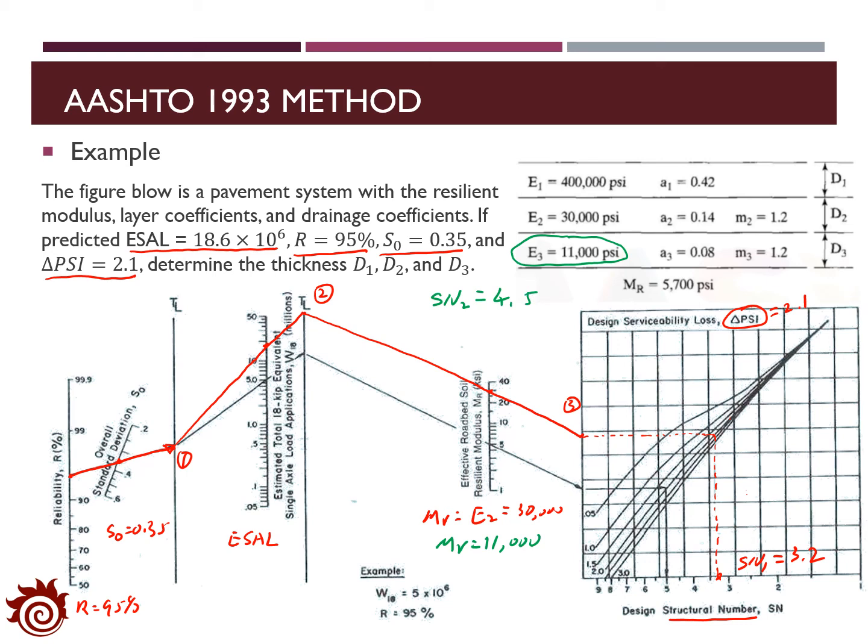Similarly, for the structural number for the subgrade layer SN3, we have to use the value of resilient modulus as the modulus of elasticity at the subgrade layer. So we have MR equal to 5,700. By using this value, we can find out the structural number as 5.6. And with these 3 structural numbers, we can then go to the estimation of the thickness for the 3 layers.